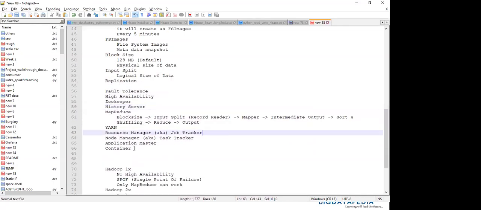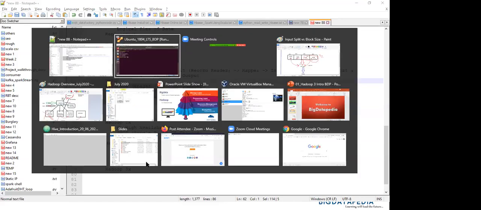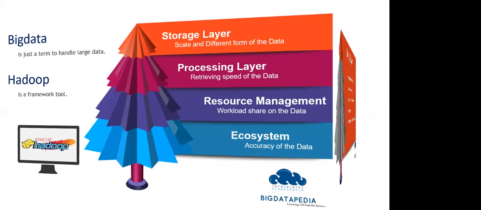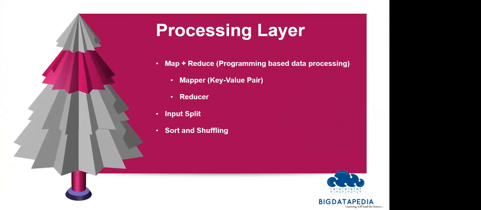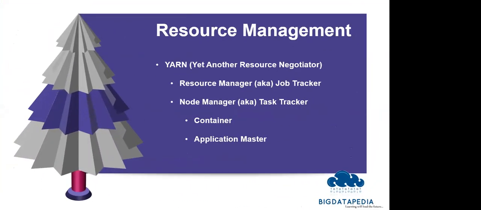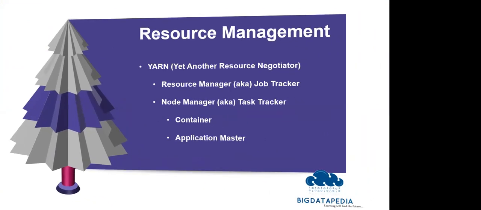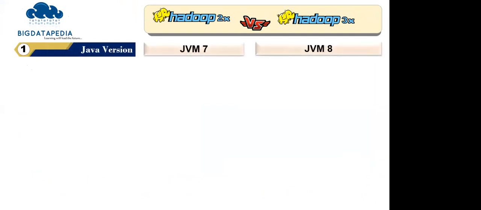The resource manager is the next point we have to discuss, but we don't have time. We have discussed the storage layer and the processing layer. The resource manager we have to discuss today, so in tomorrow's session we can discuss this point, and then we can go to the ecosystems. And then Hadoop 2 and 3, the difference. There are a lot of changes available. That's all I just noted.